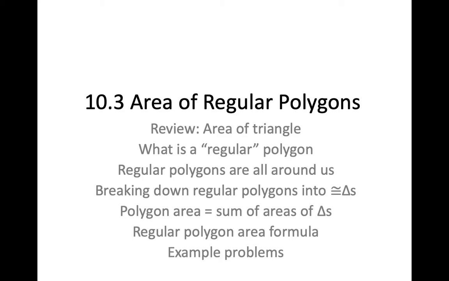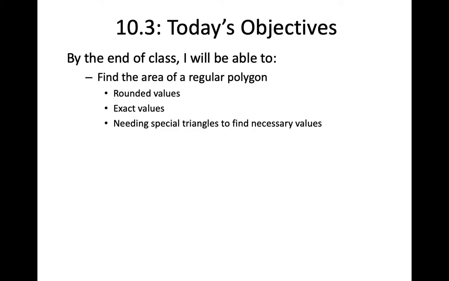and then finally we'll do a bunch of example problems. Alright, so by the end of the day you'll be able to solve three kinds of problems to find the area of a regular polygon. You'll be able to find the rounded value, the exact value, and if not all the values are given for you, you'll be able to use special triangles to find the necessary values that will then allow you to solve to get the area of the regular polygon.